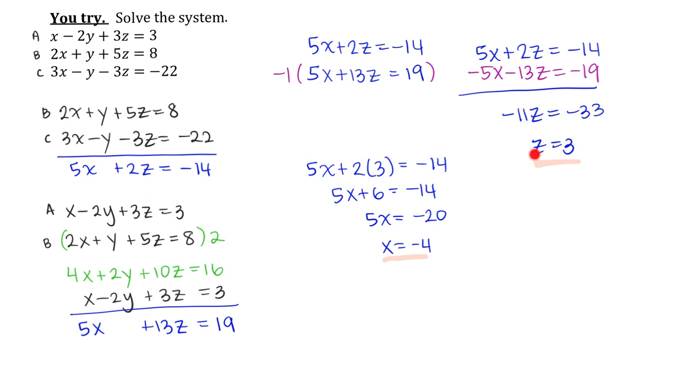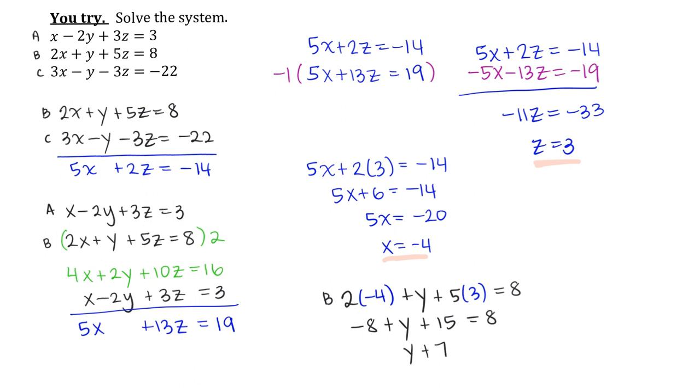Okay, I have x and z. I need y. So I can plug it in equation A, B, or C. It doesn't matter. I'm going to use B only for no particular reason. Okay, 2x plus y plus 5z equals 8. And if you pick a different equation to plug into, we should get the same answer anyways. Negative 8 plus 15 is 7. So y plus 7 equals 8. So I get minus 7. I get y equals 1.